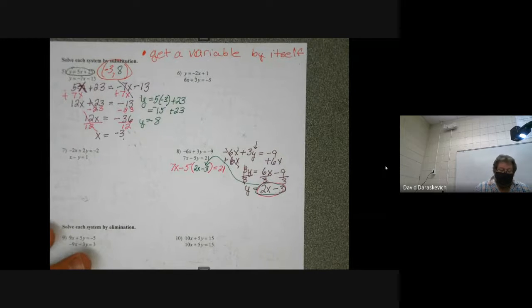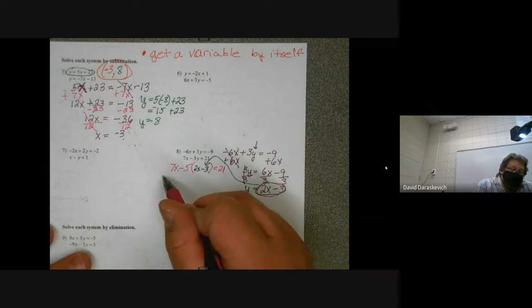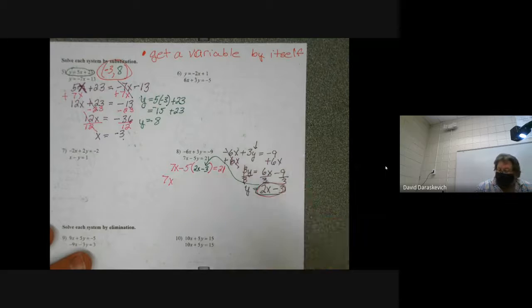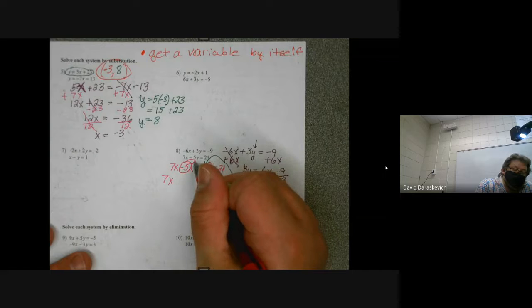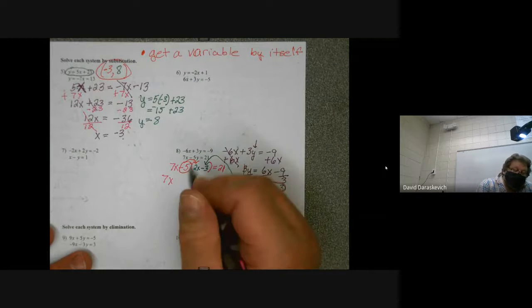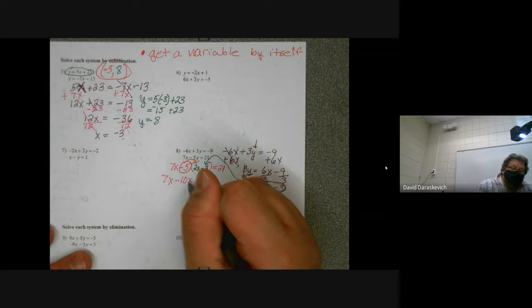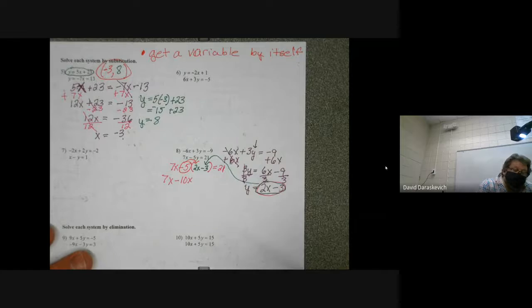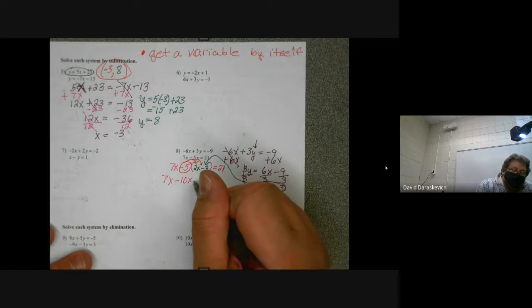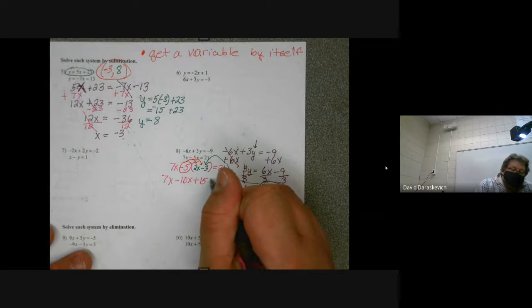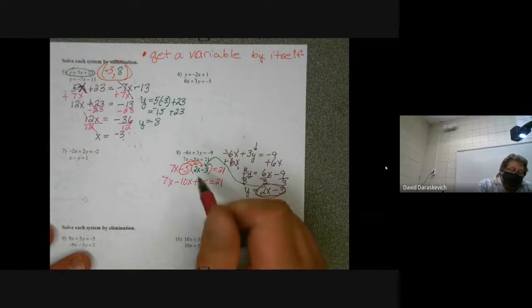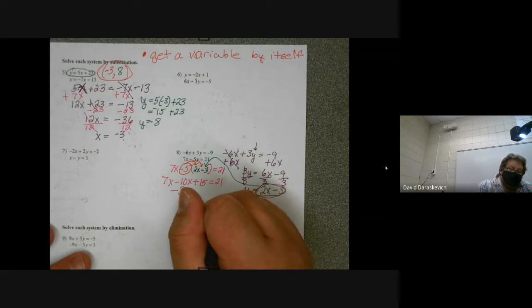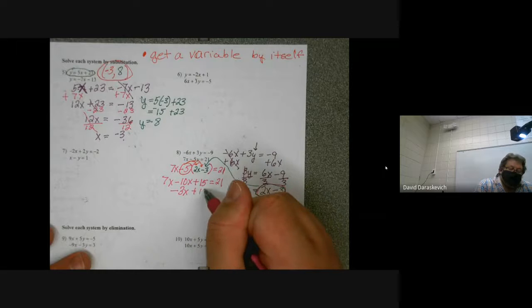And this is a little bit harder. 7x. I have to distribute the -5 times 2x is -10x. -5 times -3 is a +15 equals 21. Solve for x. 7x minus 10x, -3x, plus 15 equals 21.